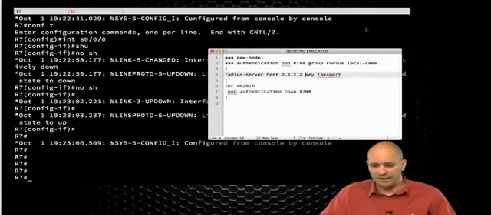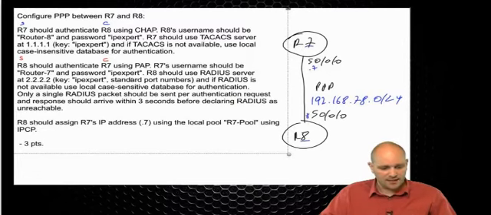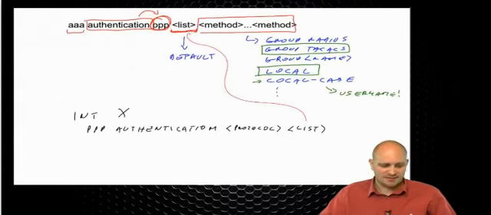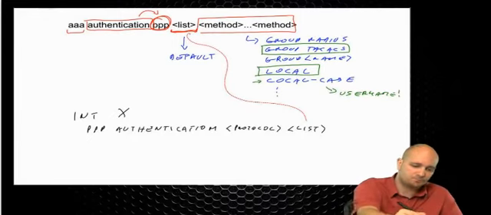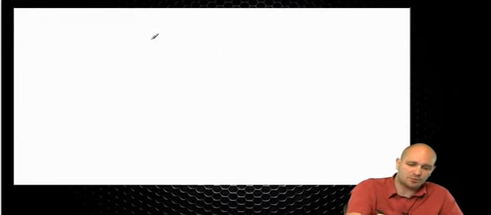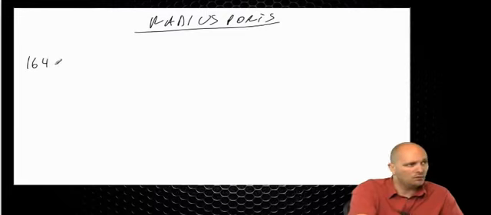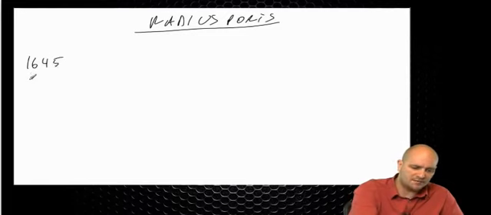Now, there is one thing in the task here that is important. It says use the standard port numbers. Now, in IOS, there are two sets of Radius port numbers. Those two sets of Radius port numbers are 1645, I believe, and 1646. These are traditional ones.